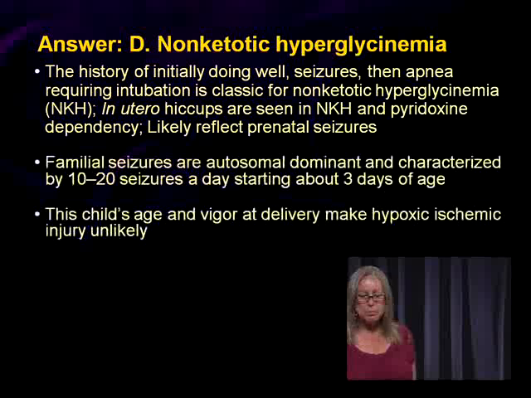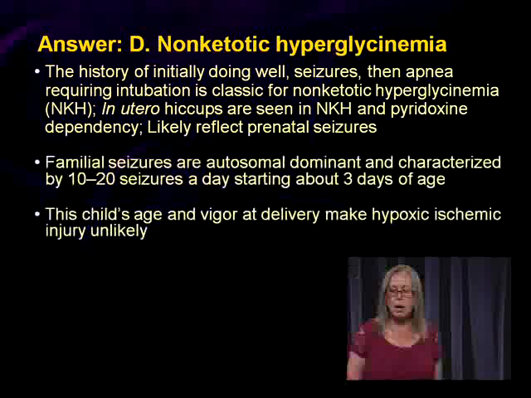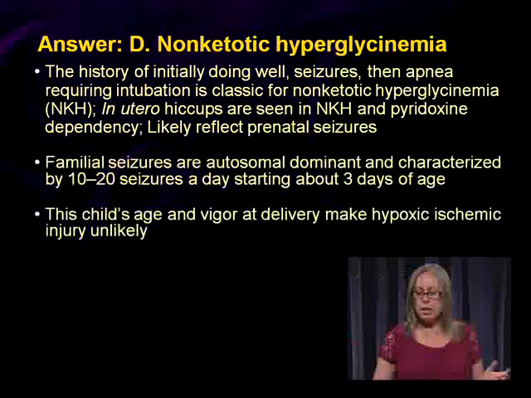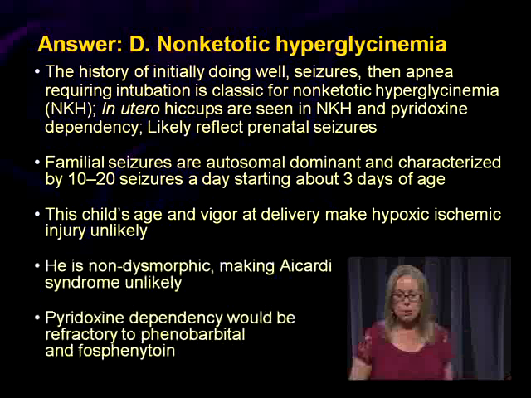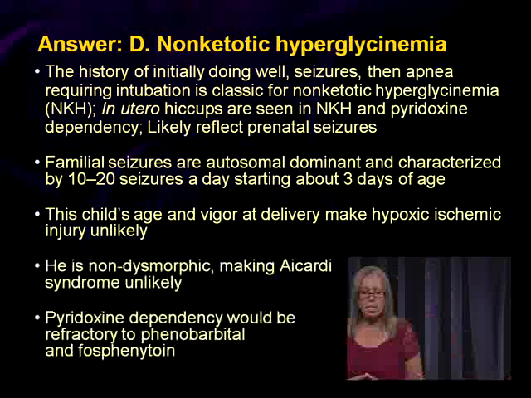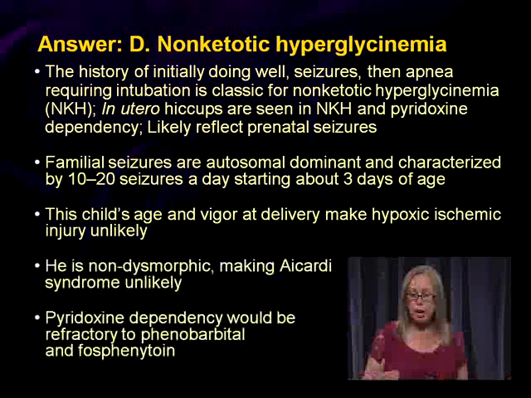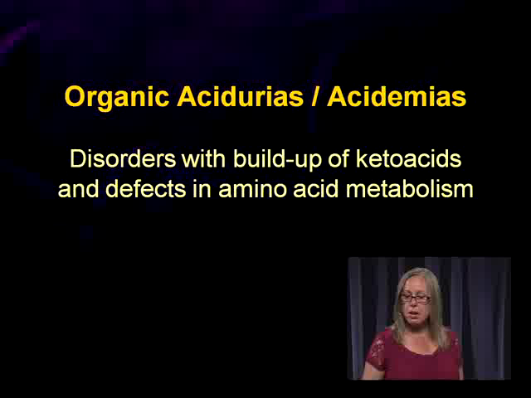Familial seizures are dominant and characterized by 10 to 20 seizures a day, starting at about 3 days of age. HIE is unlikely. The kid's been vigorous and doing well, APGARs of 9 and 9. He's non-dysmorphic, making Aicardi unlikely. And pyridoxine dependency would be refractory to the phenobarb and the fosphenytoin.